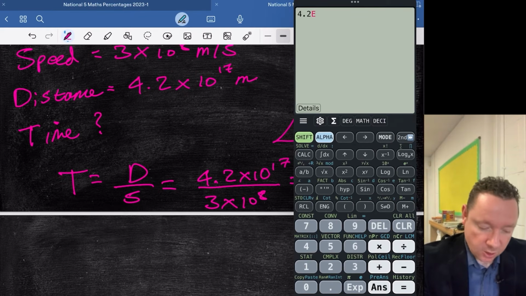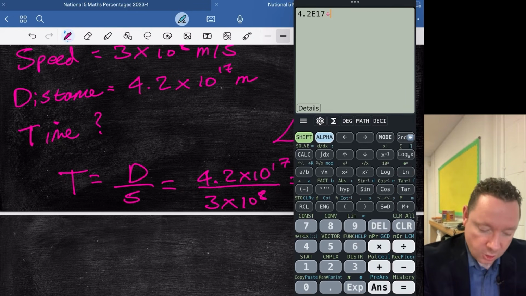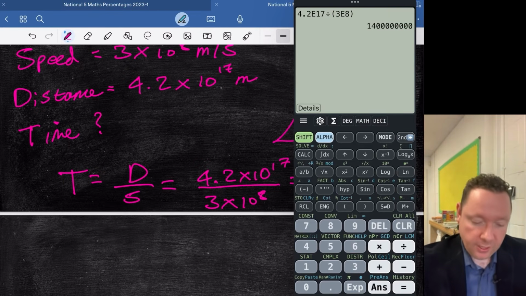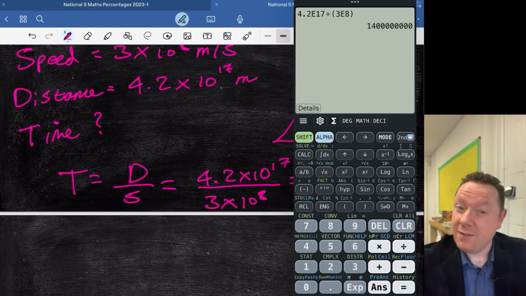And mine's EXP, so I just press EXP and then 17, and that means 4.2 times 10 to the 17, and that's getting divided by, now I'll use brackets to make sure it doesn't mess me up, 3 EXP 8. 3 times 10 to the power 8. And it gives me an answer, and if you're lucky, your calculator will give you your answer in scientific notation, and if it doesn't, write down the answer you get and then convert it yourself.